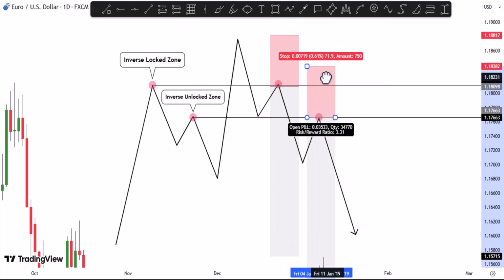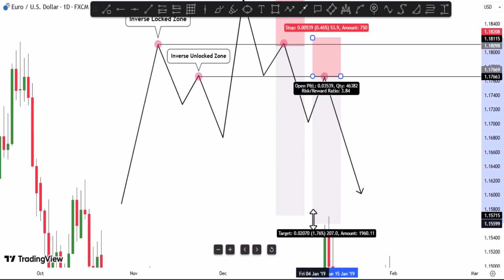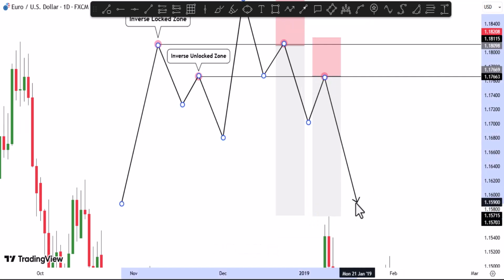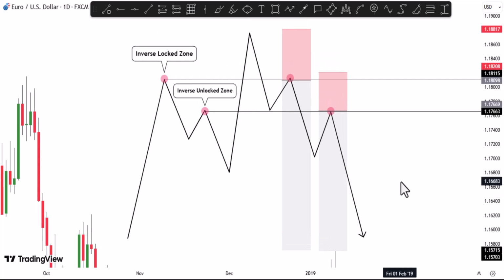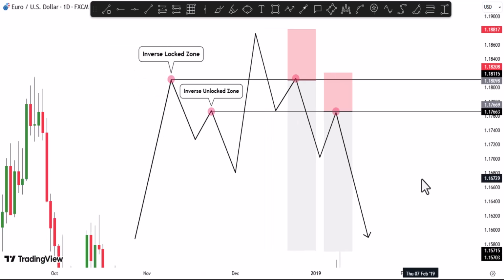The second method is waiting for a retest. After breaking through the level, price often comes back to test it before continuing the move. Waiting for a retest provides additional confirmation and allows for a better risk-to-reward entry. Understanding the psychology behind these moves is also important. Many traders get caught in bad trades because they act impulsively.